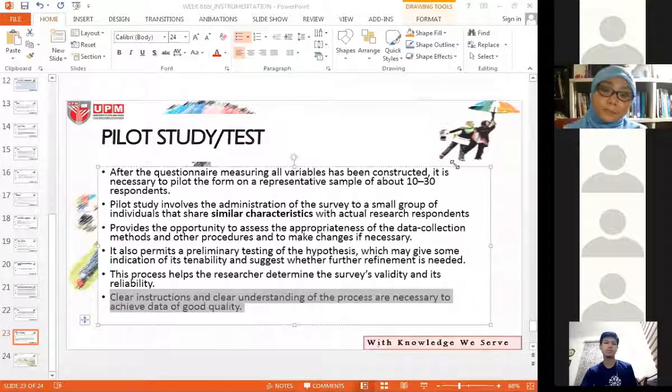Term tu sebenarnya sama. Cozy ni reflecting to comfortable. Comfortable reflecting to cozy. But in Malaysia, we regularly use the word comfortable. So kita cuba guna pakai perkataan yang sesuai dengan responden kita, term dia.